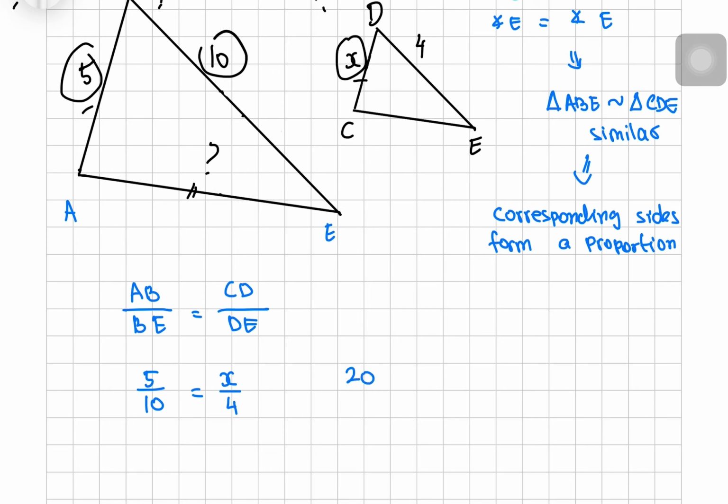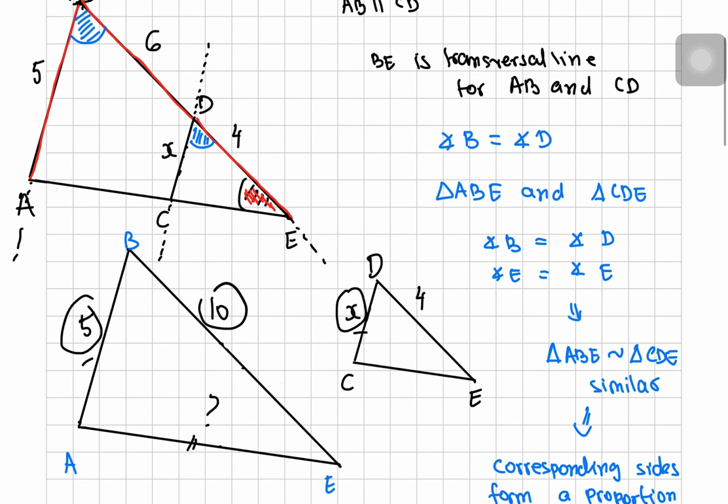This gives cross multiplication. 20 equals 10x. So x is 2. And this is the solution of the task.